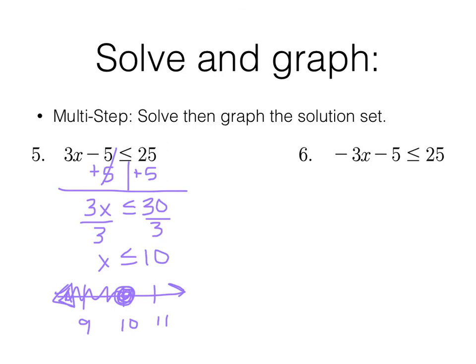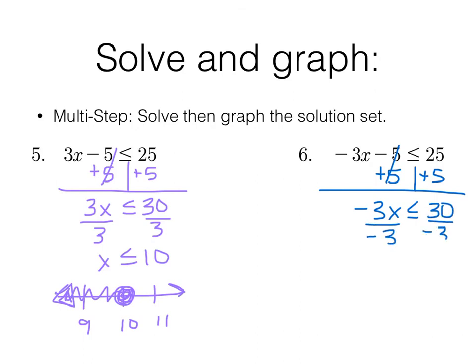All right. And how about this one? This time, again, we're going to start by adding 5 to each side. So that part is the same. Negative 3x is less than or equal to 30. Now I'm dividing both sides by a negative 3, which means I've got to flip my symbol around. And we described that earlier. If you don't remember, go back and rewatch. We end up with x is greater than or equal to negative 10.